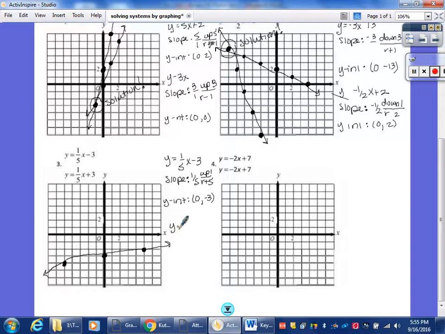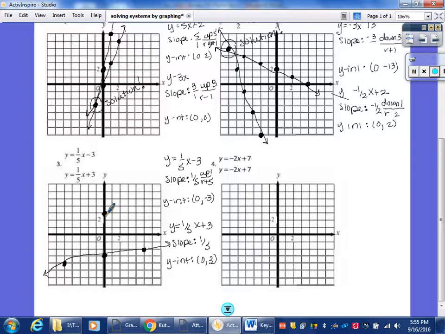My second line is y equals 1/5x plus 3, and the slope is 1 over 5. And that's the same as the slope right here. It's up 1 and right 5. The y-intercept is 0, positive 3. What does that mean? 1, 2, 3. If you answered, they're parallel, you're right.